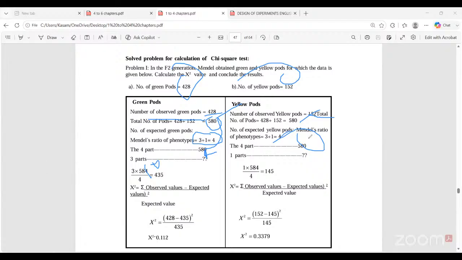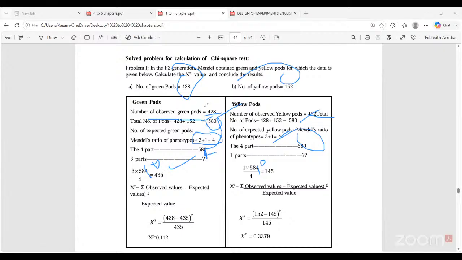How much? 435, sir. 435. So see here, the answer is correct. We took 3 parts here. One part is 580 by 4. How much is 580 by 4? 145, sir. Right, correct.